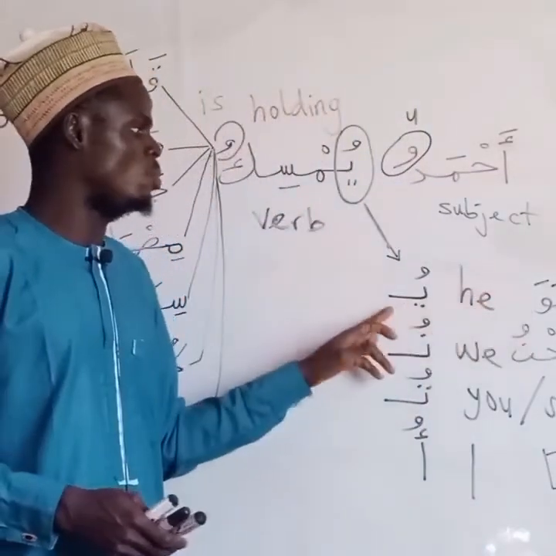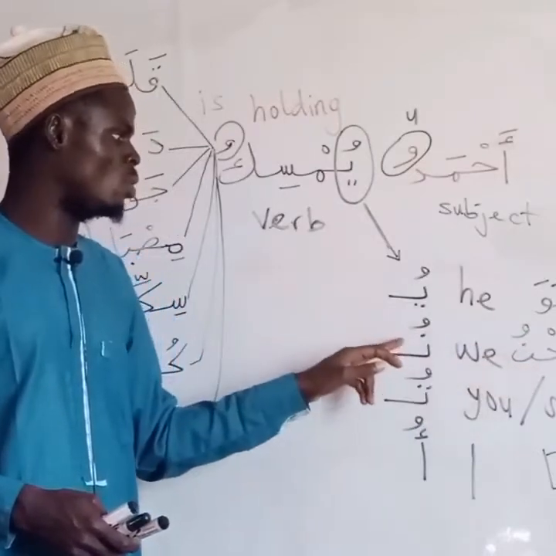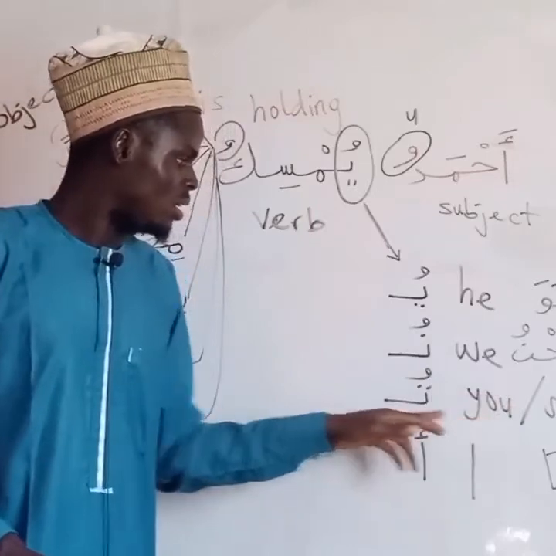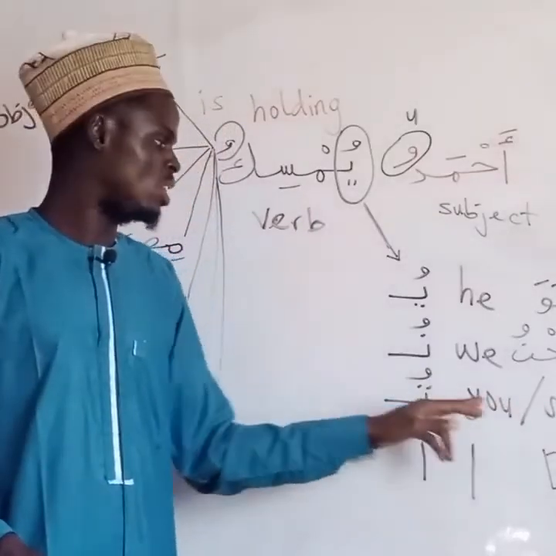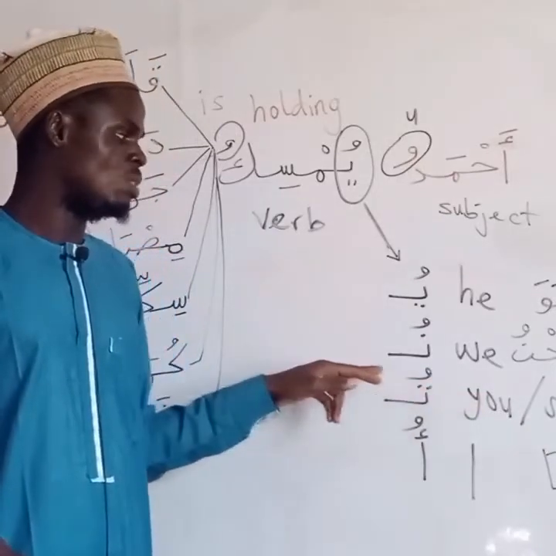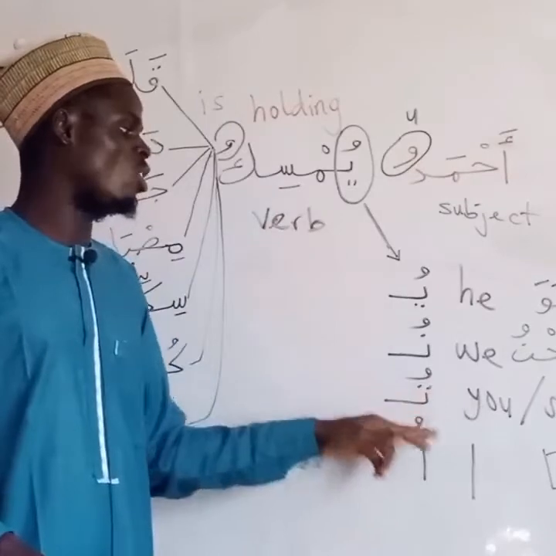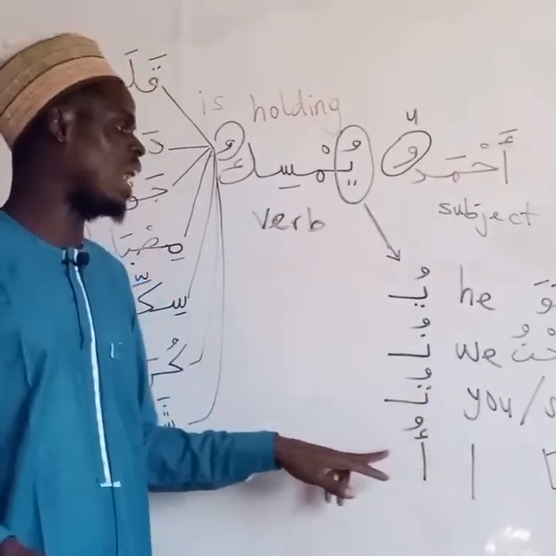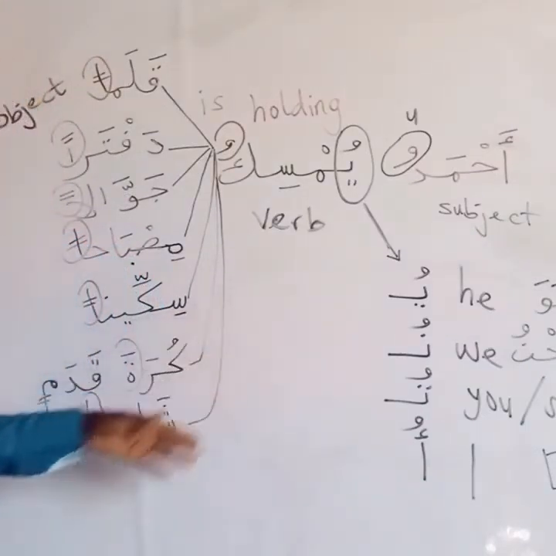So huwa yumsiku, he is holding or he will hold. Nahnu numsiku, we are holding or we will hold. Hiya tumsiku, she will hold or she is holding. Anta tumsiku, anta, you. Tumsiku, you are holding or you will hold. Ana umsiku, I am holding or I will hold, as the case may be. That's about the verb, how it is used.